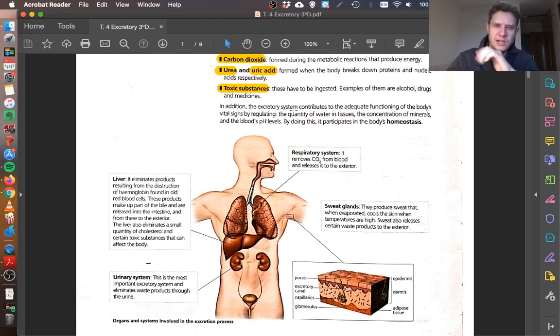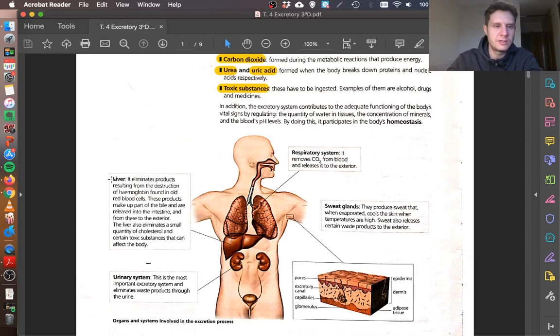In addition, the excretory system contributes to the adequate functionality of the body, vital signs, by regulating the quantity of water, concentration of minerals, and pH levels, which is called homeostasis. So we need to have the same pH, the same water balance, salts and mineral salts.